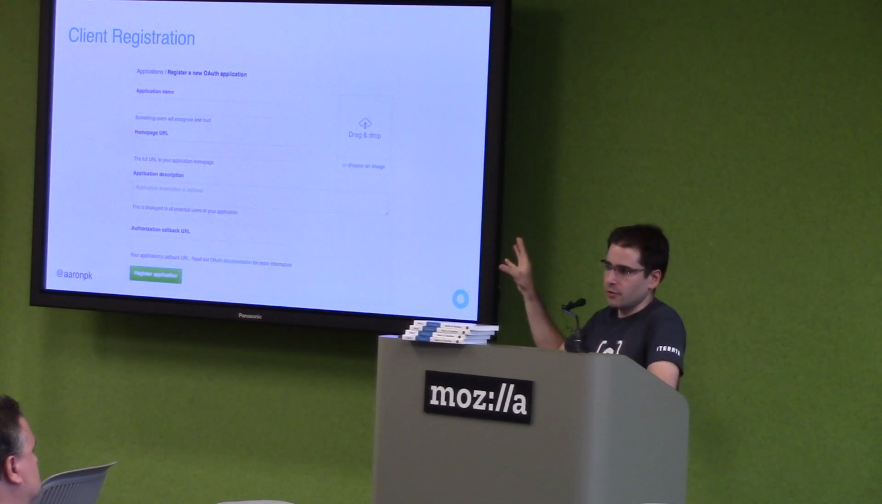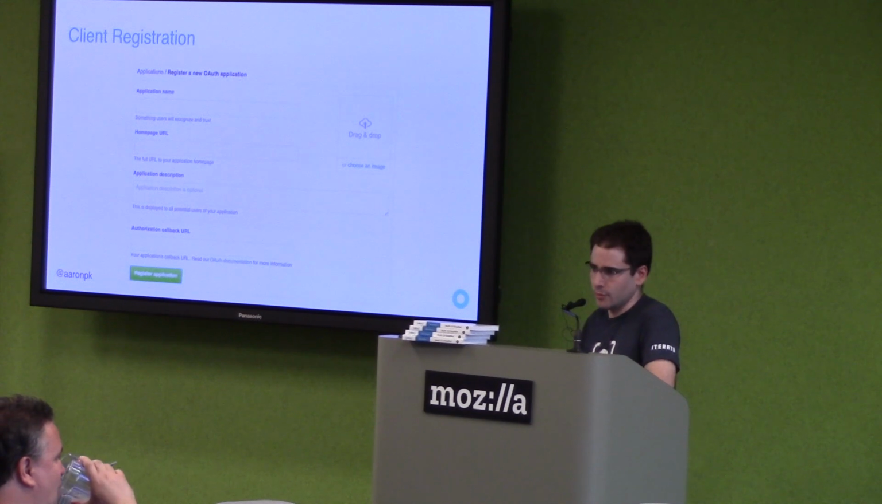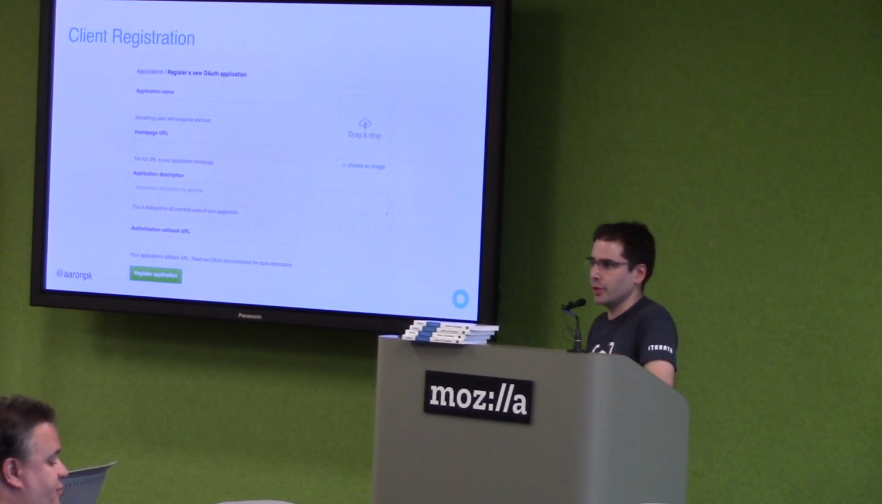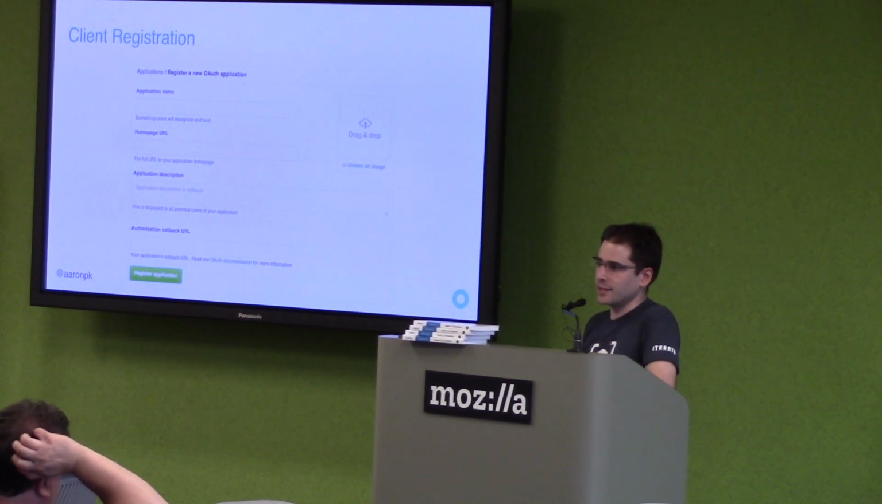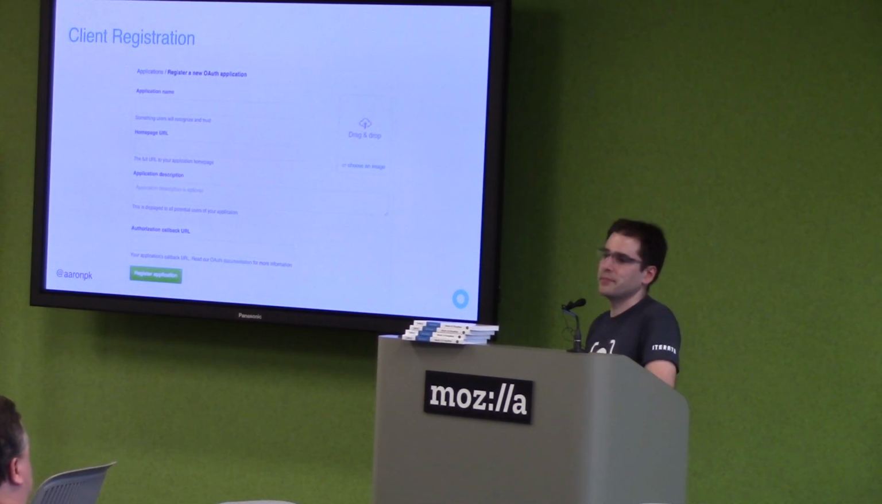In addition to registering clients, the service should also have a way to unregister or delete the application if the developer doesn't want it anymore, which means things like revoking all the active access tokens that were granted to that application.